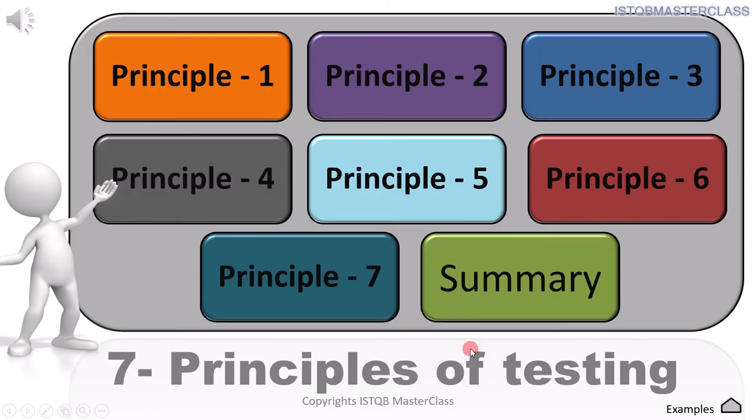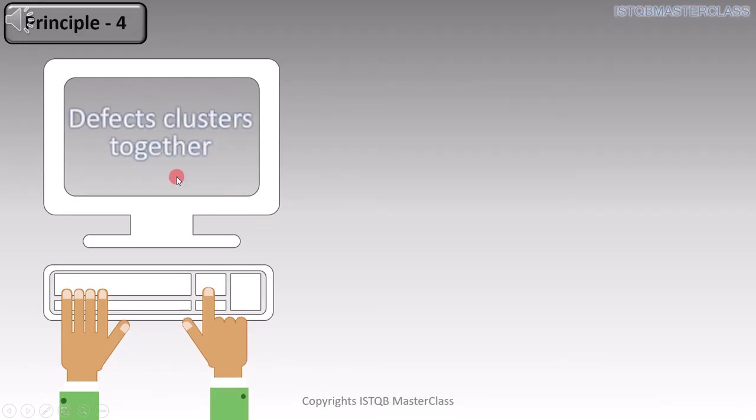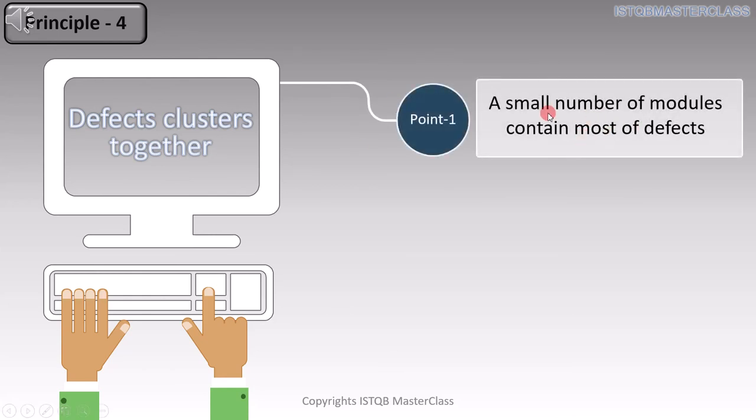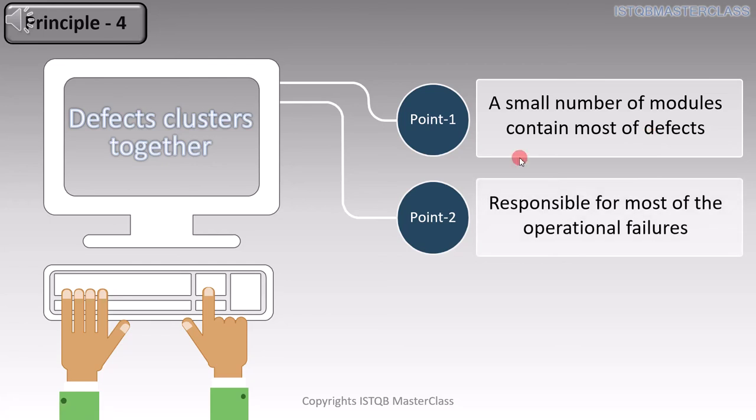Now, we are on the fourth principle of testing. Principle 4 states that defects cluster together. To understand this, let's start with the first point. Sometimes, a small number of modules can contain most of the defects. And point number 2 is, those defects can be responsible for most of the operational failures. Though these are only a few modules, the defects present in them can cause operational failure.